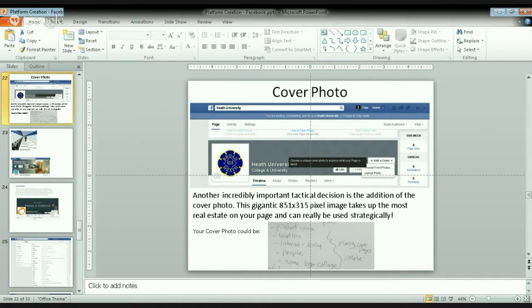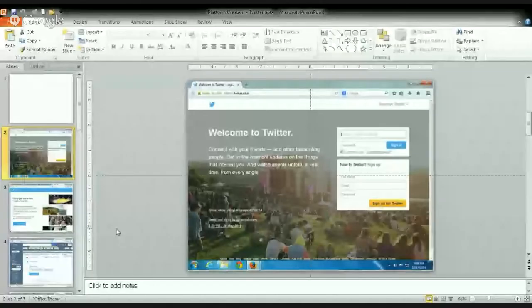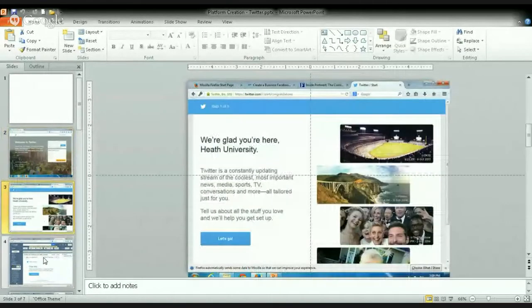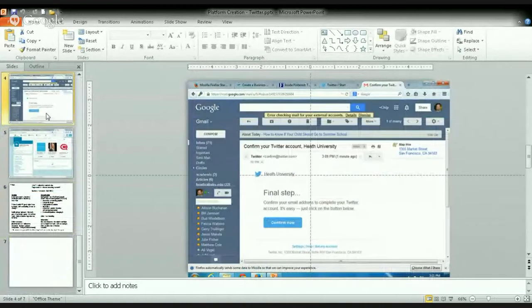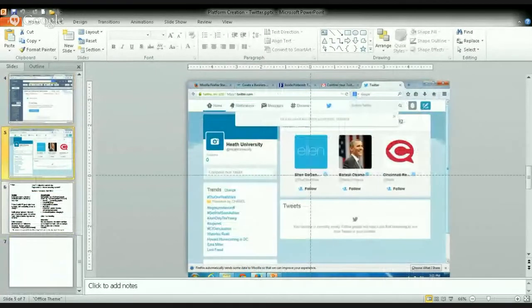All right, now let's talk about the next element, which is Twitter. So the other creation slideshow that I put together deals with Twitter. And so the decisions here are very similar to what you need to do for Facebook. I walk you through, just like I did the other one, where you start from, the basic information, all the ways that you have to pick, you have to set it up, confirming your account. I even created Heath University as a way to do that. It's not real yet, but sure would like it to be.